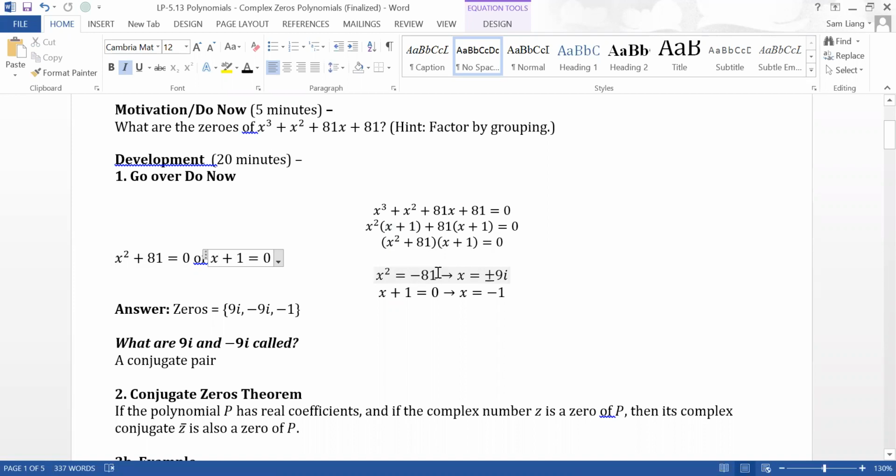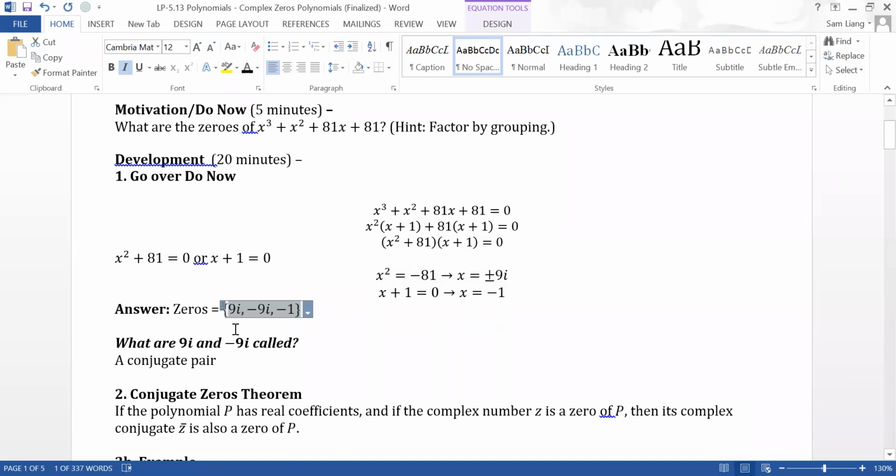For x squared equals negative 81, as we know from yesterday, we can take the square root from both sides. We get x equals plus minus 9i, because the square root of negative 81 is the square root of negative 1, which is i, times the square root of 81, which is 9. And for the other one, we get x equals negative 1. That's our other zero. So the zeros in summary are 9i, negative 9i, and negative 1. You could also write that as plus minus 9i and negative 1. That's your final answer.